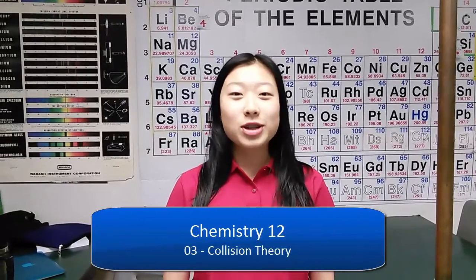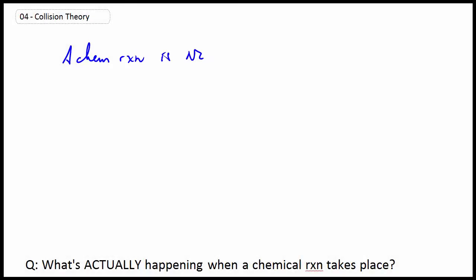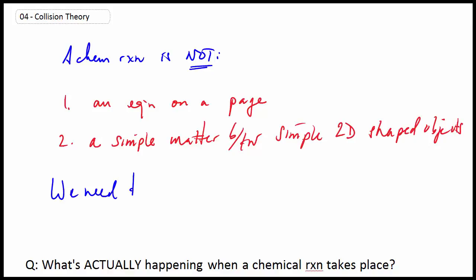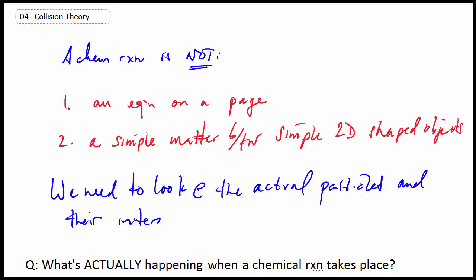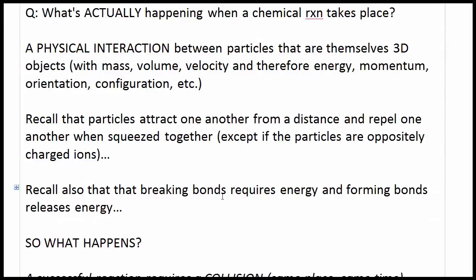Today's video is on collision theory. So how does a chemical reaction really work? First of all, a chemical reaction is not an equation on a page or a simple matter between simple 2D objects. We need to look at the actual particles and their interactions. So here's my big question. What's actually happening when a chemical reaction takes place?